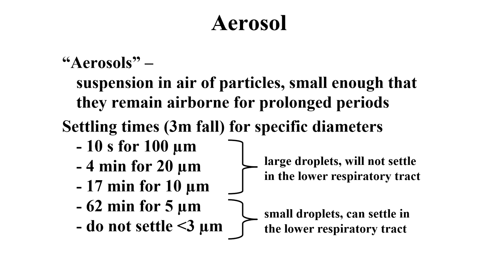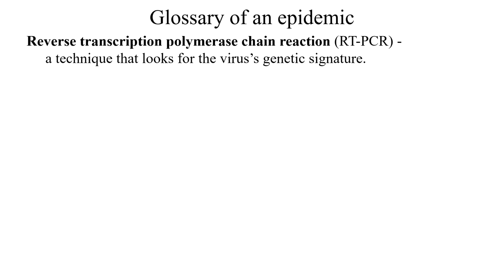The differentiation between large droplets and small droplets, arbitrarily today, we're looking at 5 microns or 5 micrometers, meaning below 5 micrometers we are defining droplets as small. Above 5 micrometers we are defining droplets as large droplets. You also hear a lot about reverse transcription polymerase chain reaction. Now PCR, or polymerase chain reaction, is a technique that is used in order to find the genetic signature of a virus, or actually of a DNA.